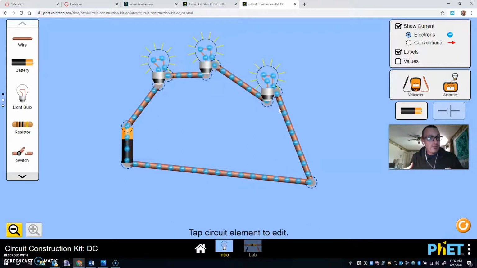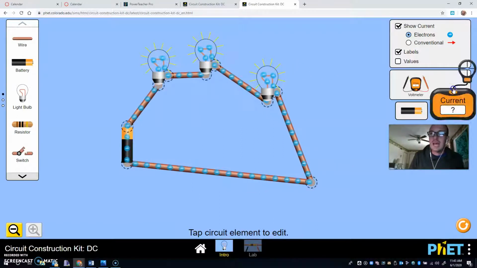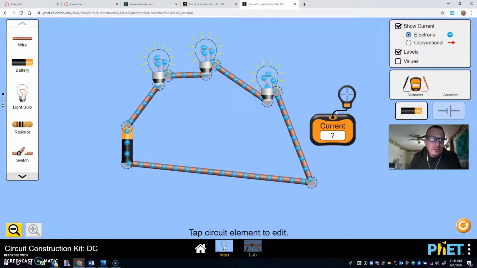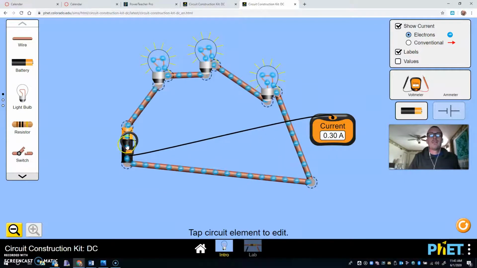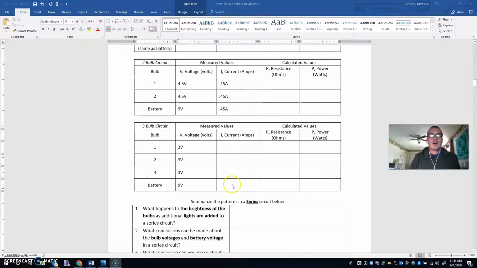And the rate of flow of electrons is called current. So when we measure current with an ammeter, why is it called an ammeter if I'm measuring current? Because current is measured in amperes, or amps for short. And if I measure that current, you see at the battery it's 0.3 amps. So I'm going to come over to my spreadsheet. My battery current is 0.3 amps.